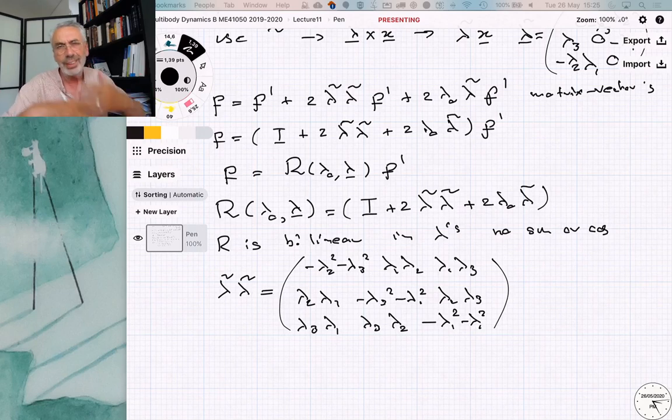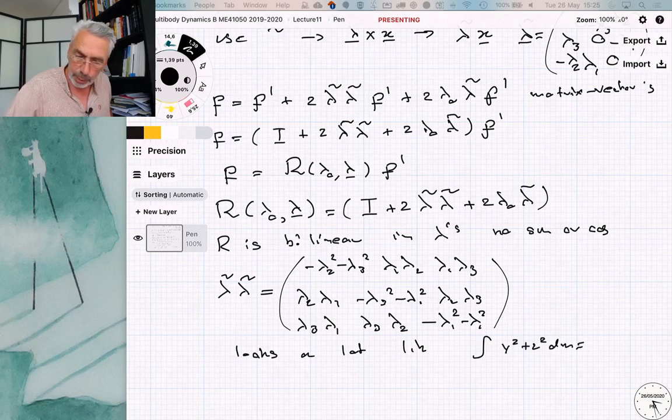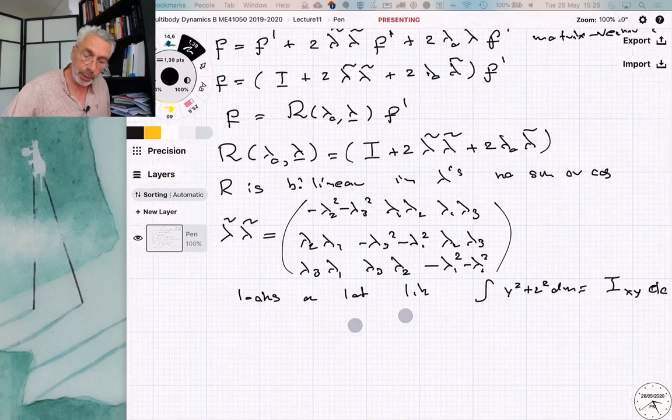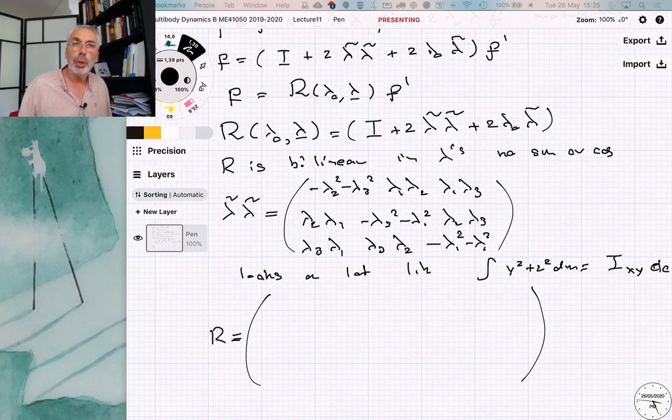And of course, there is also this double cross product in there. So it looks a lot like the integral of y squared plus z squared dm, which was I_xx, etc., and also these off-diagonal terms. Anyway, if you expand this, as I said, it's bilinear in the lambdas. I'm tempted just to write this matrix, just to show you how it looks.